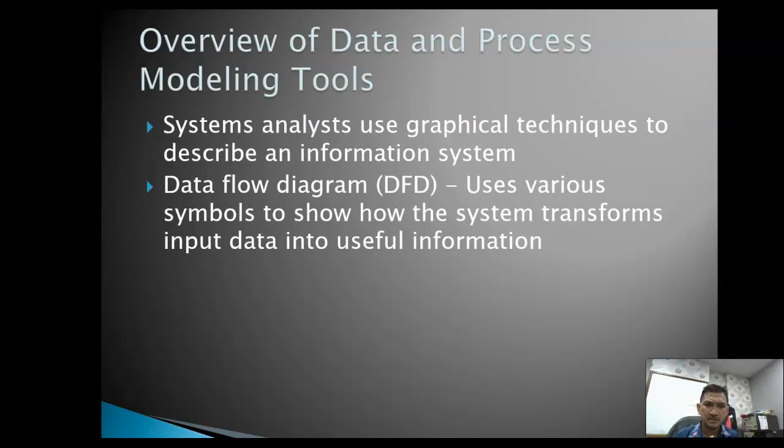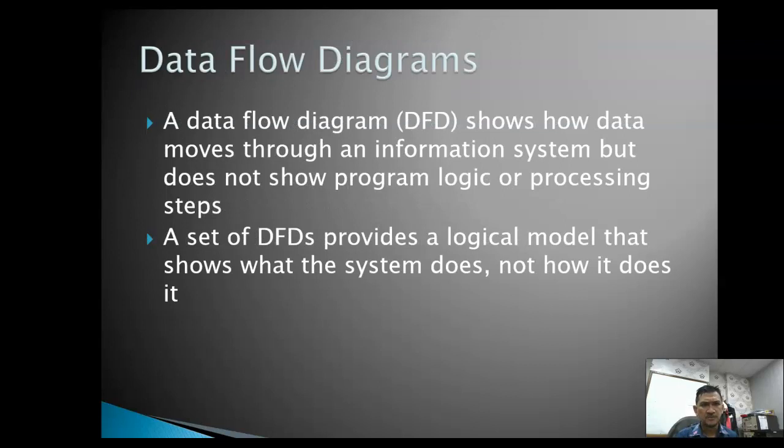We're going to use graphical techniques to describe the information system, and the best method is to use data flow diagrams. A data flow diagram shows how data moves from one entity to the next process, whether we store the data or access data from storage. There are several rules regarding this. A set of data flow diagrams provides a logical model that shows what the system does, and not how. How is something you need to observe and interview.